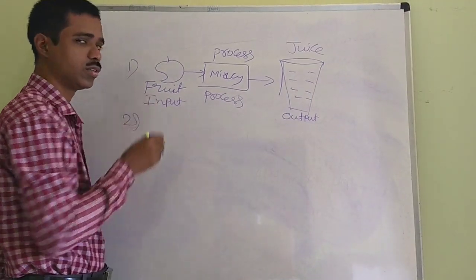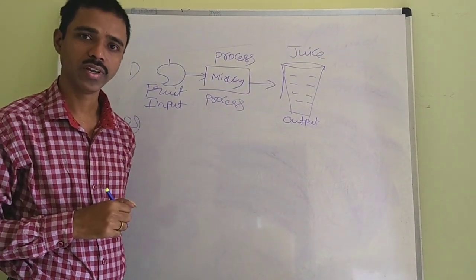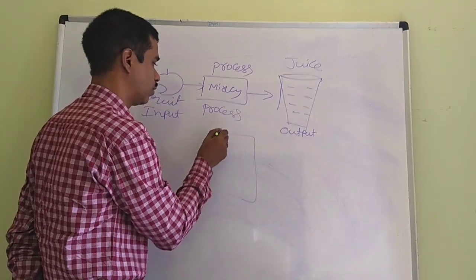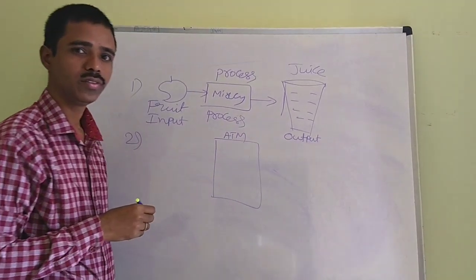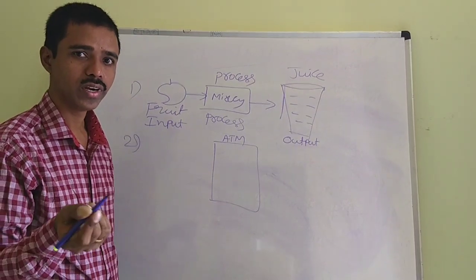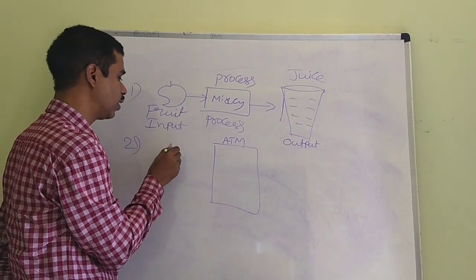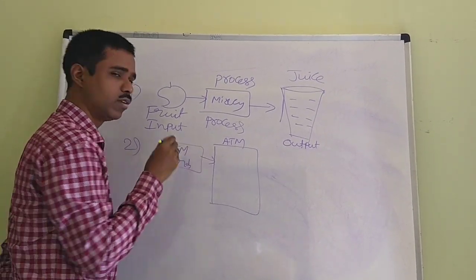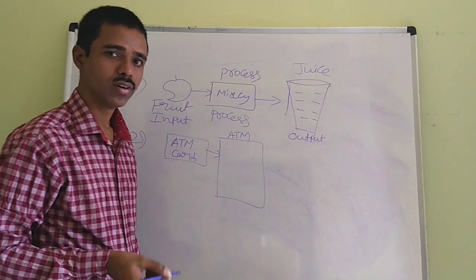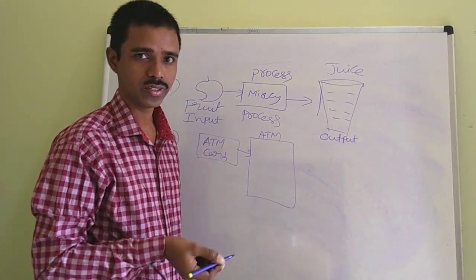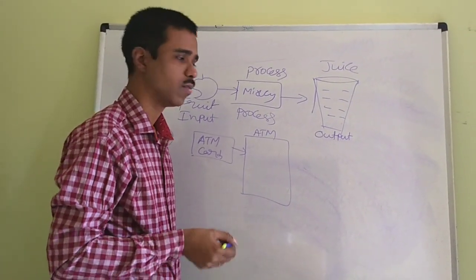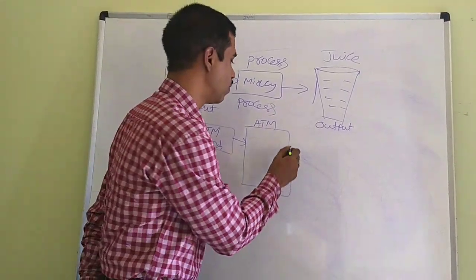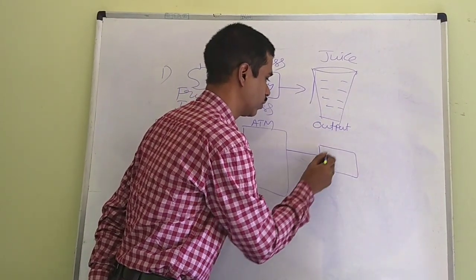For example, let us take a second scenario. If you want to take the money from the ATM, imagine. So this is the ATM machine. What are you supplying to the ATM machine? Your ATM card. Okay, you are inserting your ATM card. Internally the ATM machine is doing some process. If you want to withdraw your money, you are entering some amount, PIN number, etc. Finally, what are you getting? The money.